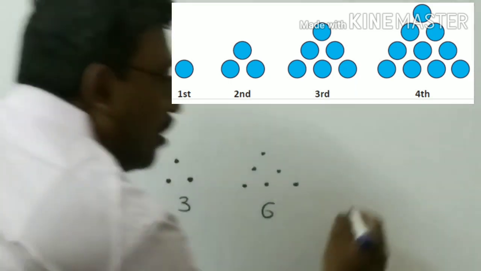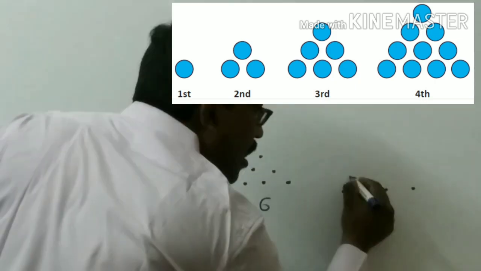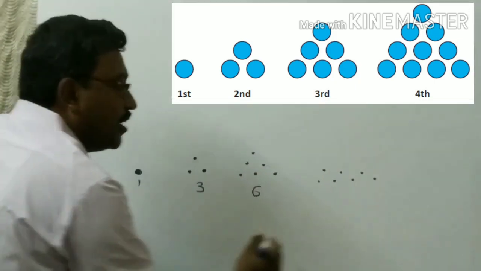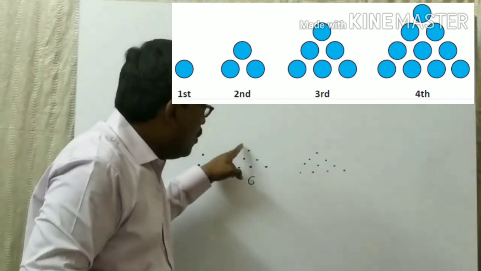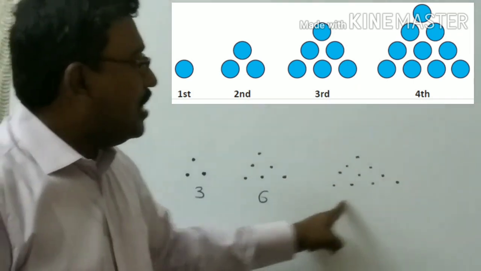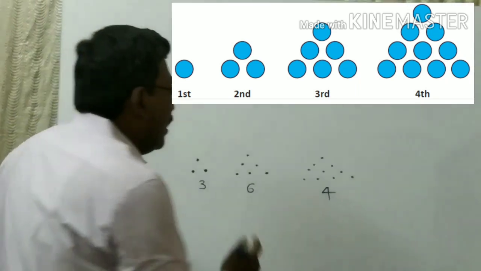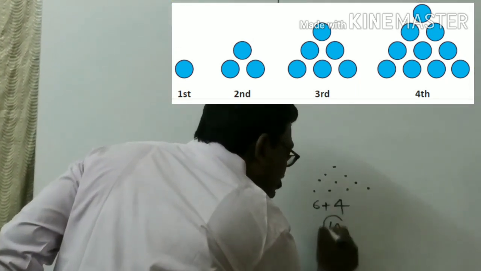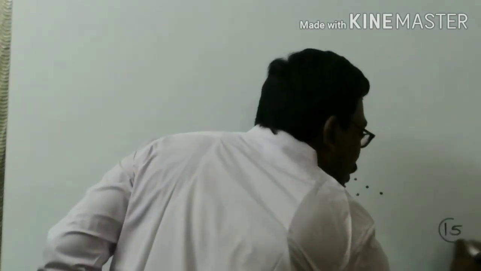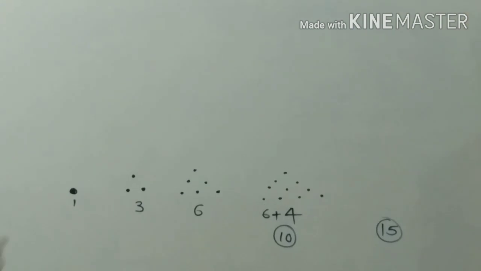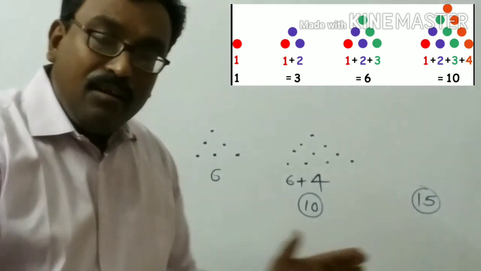Good. Your next row is 1, 2, 3, 4. Before that, a line of 3 dots, next line 2 dots, next line 1 dot, so those 3 rows are 6, plus 4 more. 6 plus 4 is equal to how much? 10 dots are there. Next one will be how much? Yes, that is good, 10 plus 5, 15 dots. So the numbers are 1, 3, 6, 10, 15, and so on.